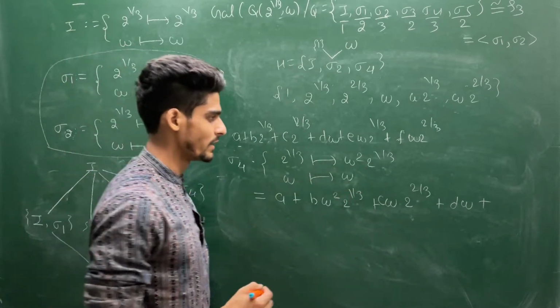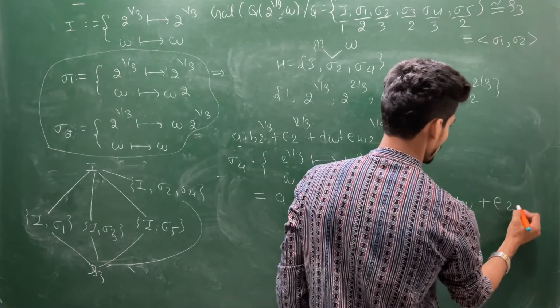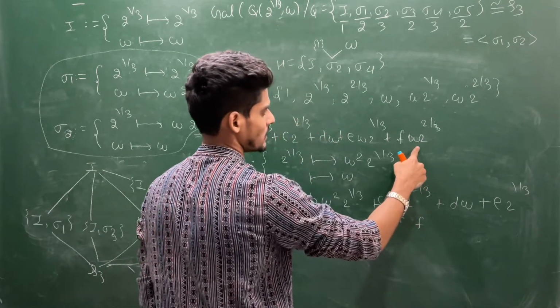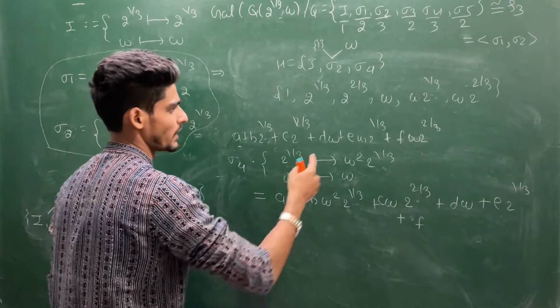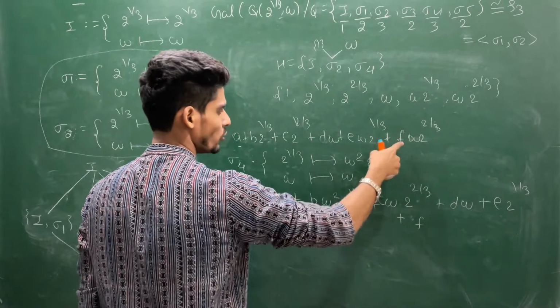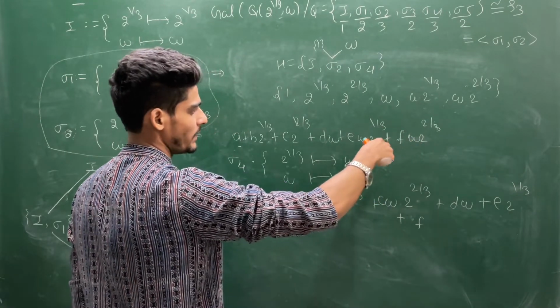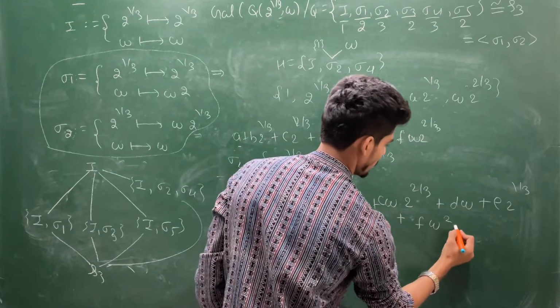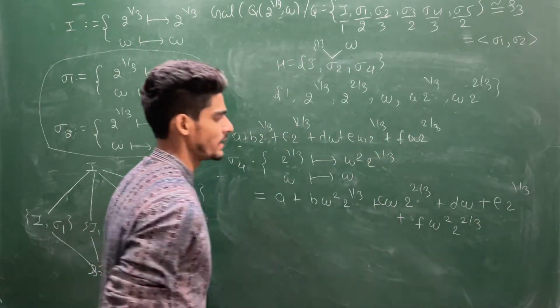So it will be e 2 power 1 by 3 plus f omega 2 power 2 by 3. So omega is going to omega, 2 power 2 by 3 will be omega to the power 4, then you will have omega square. So it will be omega square 2 power 2 by 3. You will have like this.